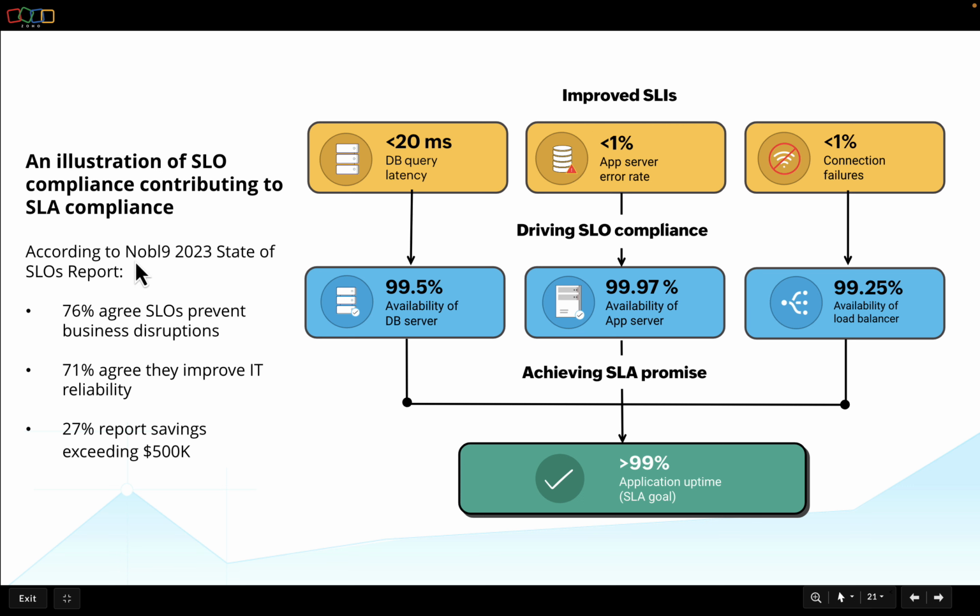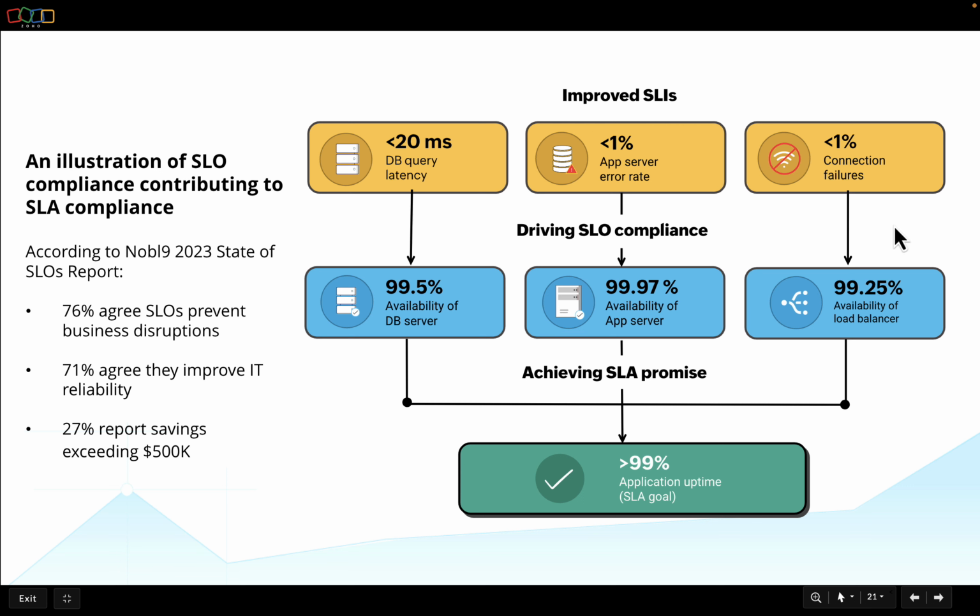So according to a Nobl9 2023 State of SLOs report, 76% of respondents agree that SLOs prevent business disruptions. 71% agree that they improve their IT reliability, and 27% of the respondents reported massive savings exceeding $500,000 because of a robust SLO implementation and tracking.